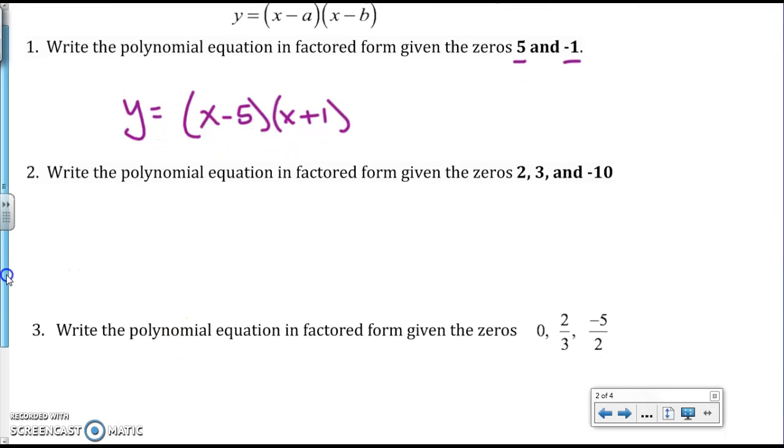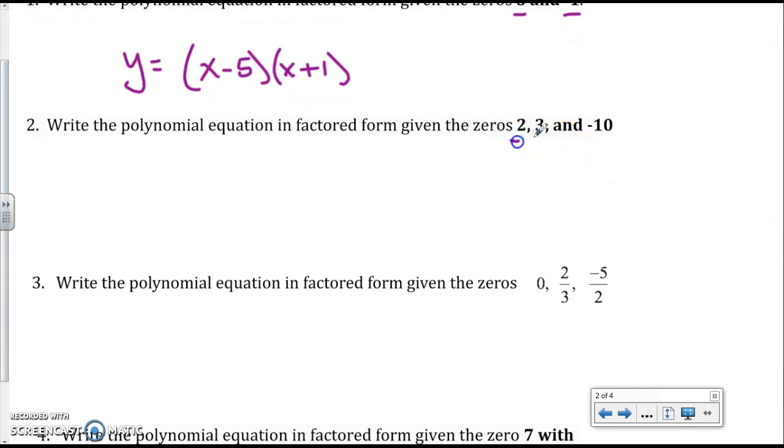Okay, so number 2 says the same thing. We just have 3 zeros here, so we'll have 3 groups of parentheses. So if 2 is a zero, that means it's a minus 2 in the parentheses. So I have to change my sign. Same thing with that 3, it becomes a minus 3. And then if it's a negative 10, we're going to change that to a plus 10 in our parentheses.